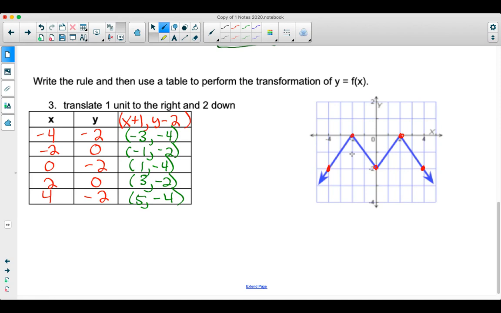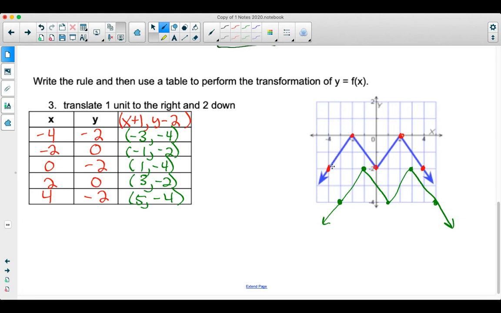All right, then we can graph these. So -3, -4. So down here. And then -1, -2. So right here. 1, -4. 3, -2. And then 5, -4. And then since our original figure had the lines connected, let's connect those.